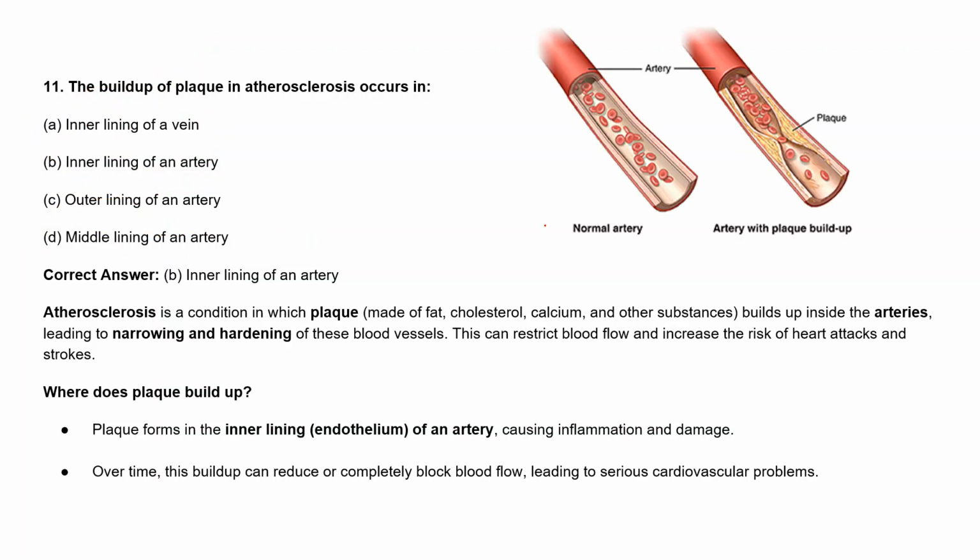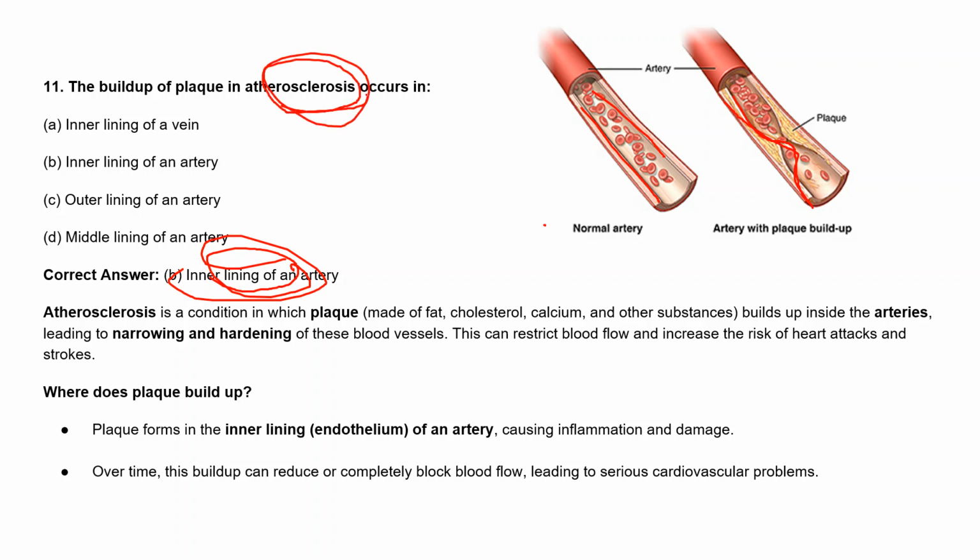Okay, so this is the normal artery, and the right answer for this question is the inner lining of an artery. This plaque buildup in this disease, arteriosclerosis, is in the inner lining of an artery. This is the normal artery where no deposit is there, but here we can see that some deposits are there. That is the plaque buildup, and we can see that the plaque formation is inside the artery, that is the inner lining of an artery.